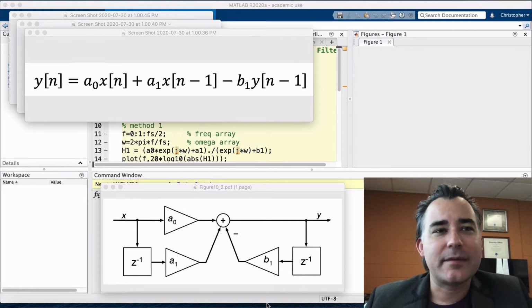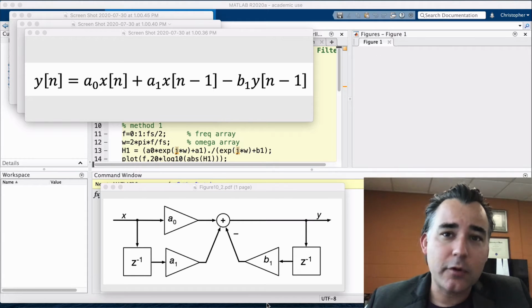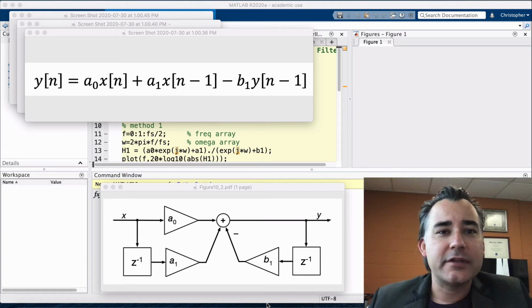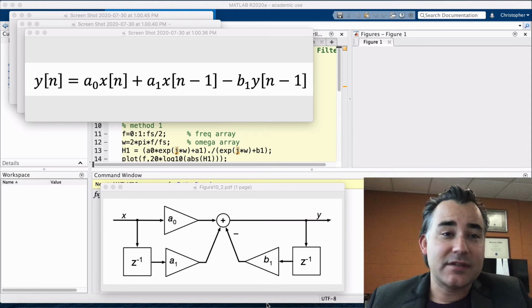This programming example, 10.2.1, covers a first-order IIR filter. An IIR filter, or infinite impulse response filter, has feedback terms in which the output is summed together along with the inputs and previous versions of the input. So consider the following simple IIR filter given by this block diagram.